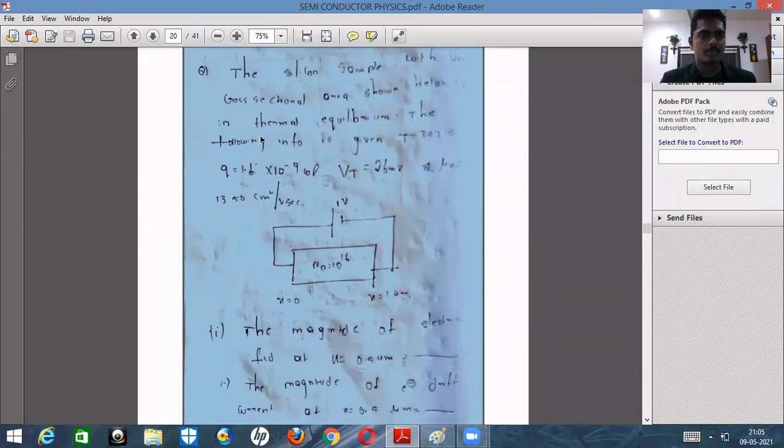Okay, fine. So move on with this problem. The silicon sample with uniform cross-sectional area shown below is in thermal equilibrium. The following is given. Here you can see that it is a uniform cross-sectional area, uniform semiconductor. That means the doping is the same all over the material and the electric field intensity is the same at any point, right?